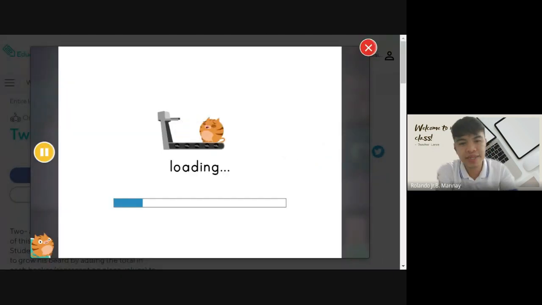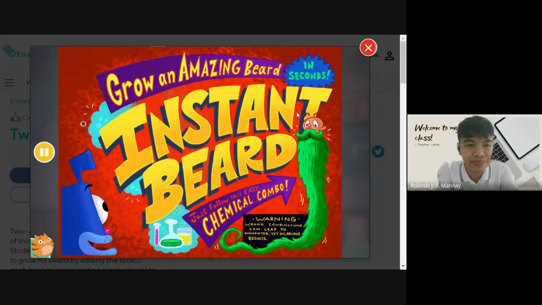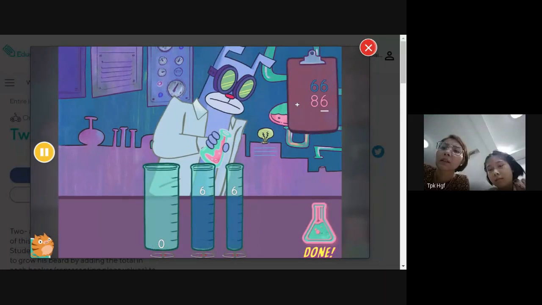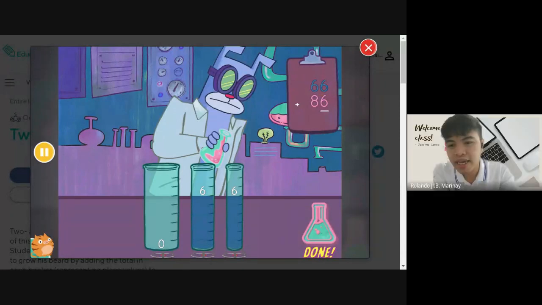Can you see it? Okay, good morning to those who just entered the room. Put on your lab coat. Professor Beardo wants to grow an awesome beard like his friends, but he needs to combine the right beard potions. Add the total in each place value to find the sum of both numbers. The first number has already been filled for you. Drag the liquid up to the sum. The beaker can go over 9. Hit the flask in the bottom right when you're done filling one beaker.